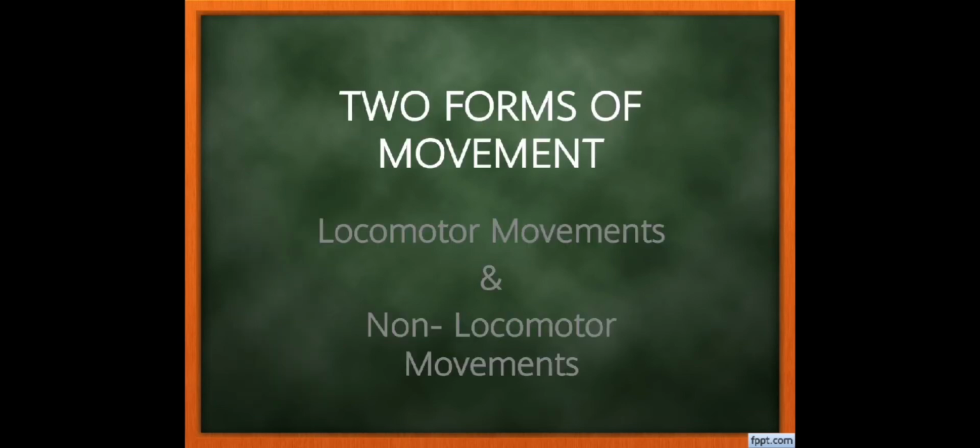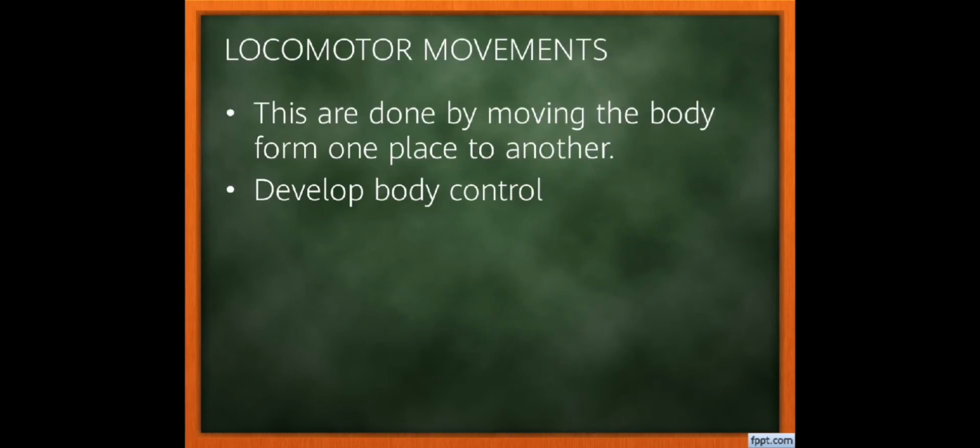And now let's discuss the two forms of movement, which are the locomotor movements and the non-locomotor movements. So let's talk about locomotor. Locomotor movements are done by moving the body from one place to another. Also, it can develop body control. Here are some examples of the locomotor movements.